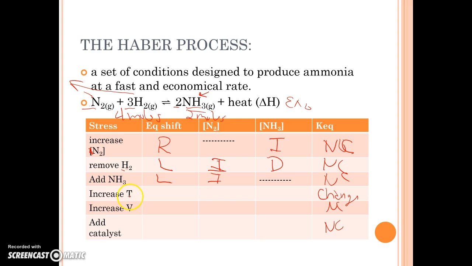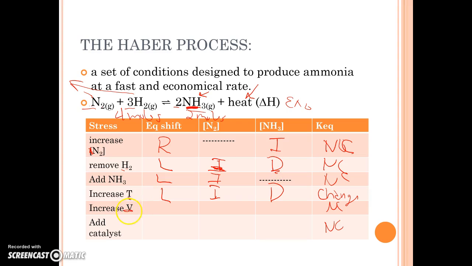If we increase the temperature, we increase the heat, we're increasing a product, so we're driving the reaction backwards. So we're going to shift to the left. The N2 is going to increase as more NH3 decomposes into N2, so the NH3 will decrease. Please notice that when the N2 increases, the NH3 decreases, because that's what equilibrium means.